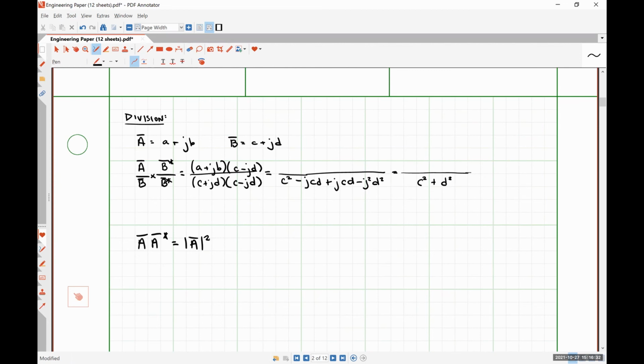All right. Now let's go back and revisit that numerator. We're going to have a times c minus j AD plus j BC minus j squared BD, which is going to look like a times c plus b times d minus j a b minus bc.